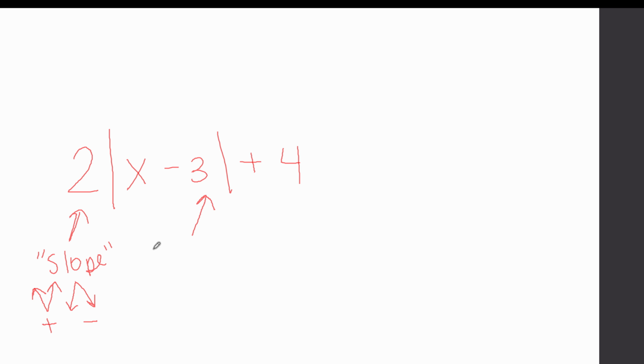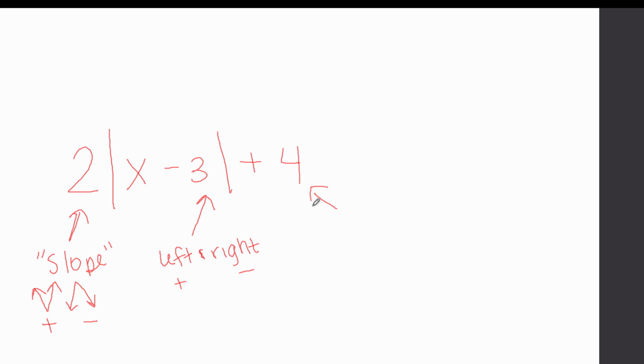Inside here is what determines the left and right movement of the function. A left will give you a positive value, a right a negative. So because this is a -3, this function will be moving 3 units to the right.